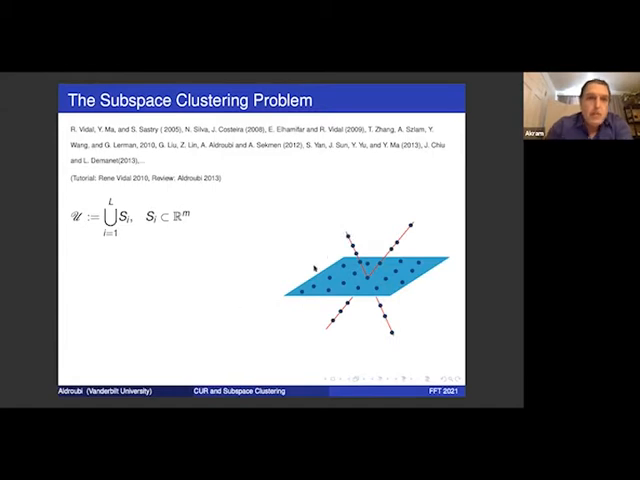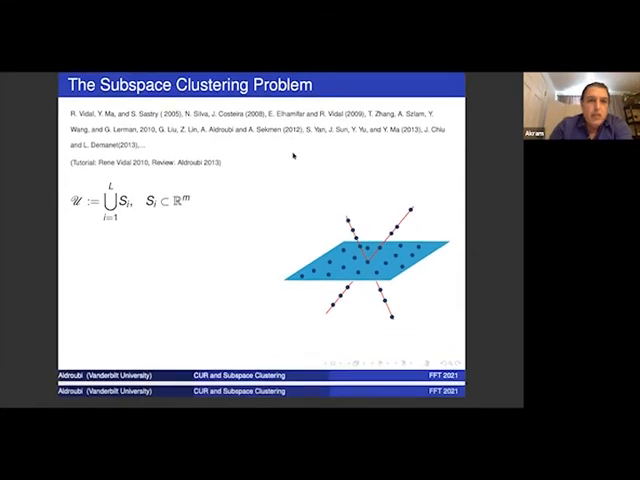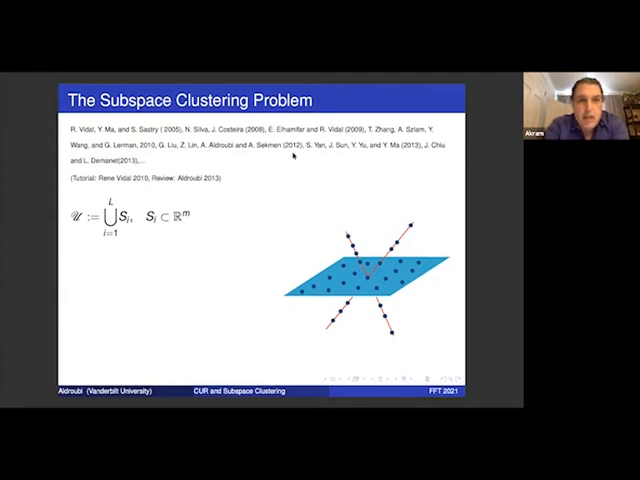So what is a subspace clustering problem? Well, I will explain it. This has a very long history, and those are some of the people that have contributed, and there are many more. Some of the earlier work is by Vidal and Ma and Sastry. You can see there are a lot of people that have contributed in various ways. And there is a tutorial by René Vidal, in 2010, and I have a review in 2013 of this and other subjects. But anyway, let me start by telling you what is a subspace clustering problem.